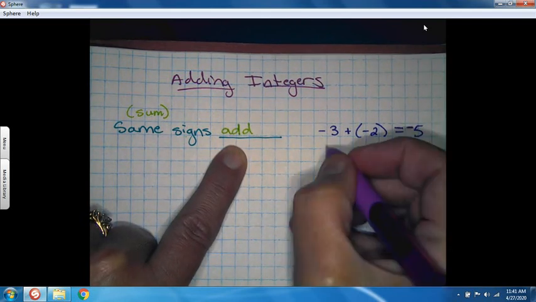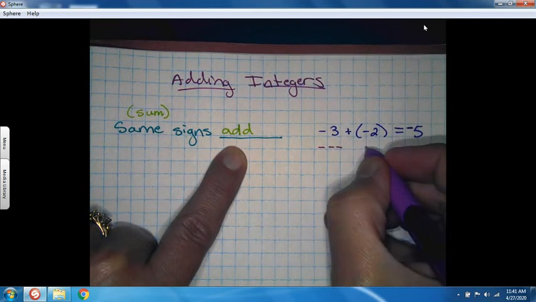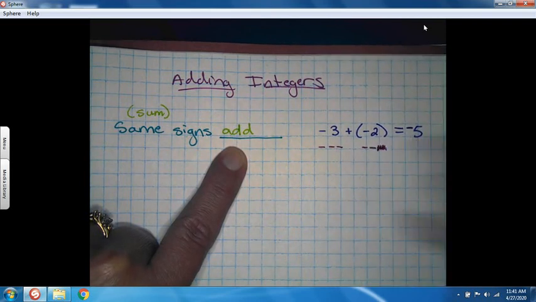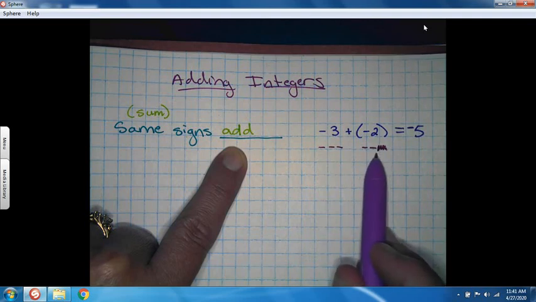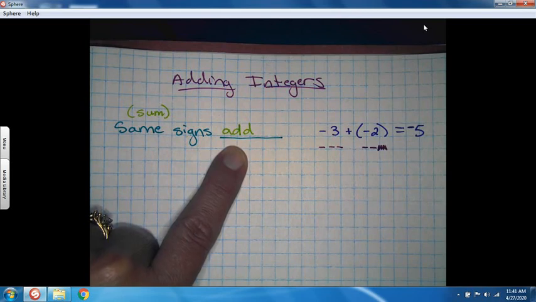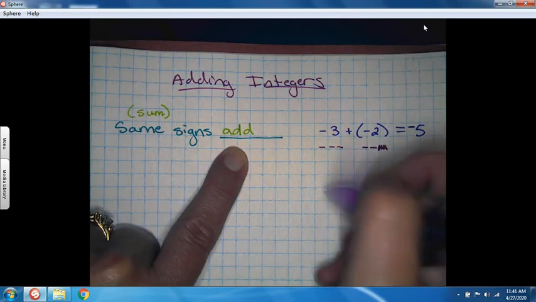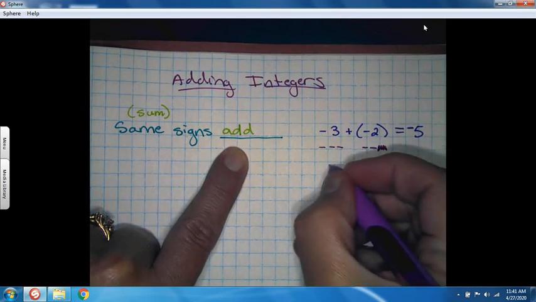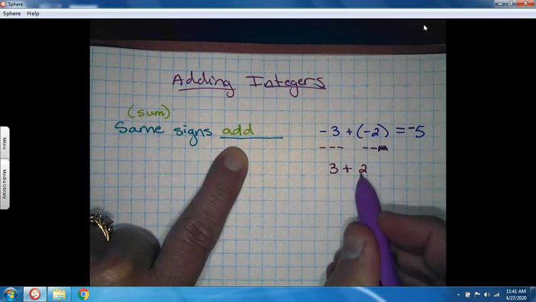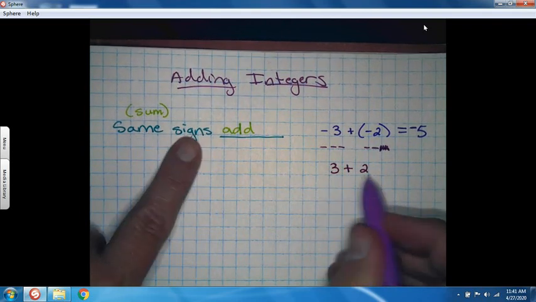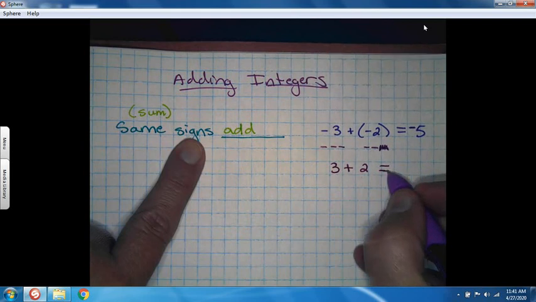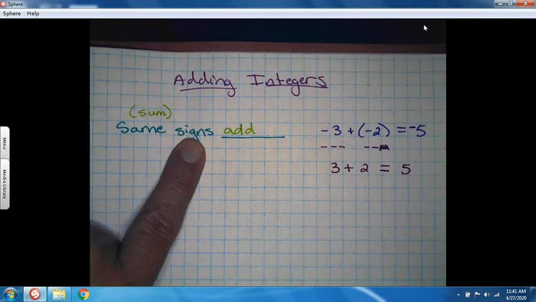So we've got 3 here and 2 here, how many negatives? We've got 1, 2, 3, 4, 5. -5. Okay, same thing if I was to change this to 3 plus 2. Positive, positive, same signs, they're both positive, and we've been adding 3 plus 2 since 1st grade, and we know that's 5. Can you do it on a number line?